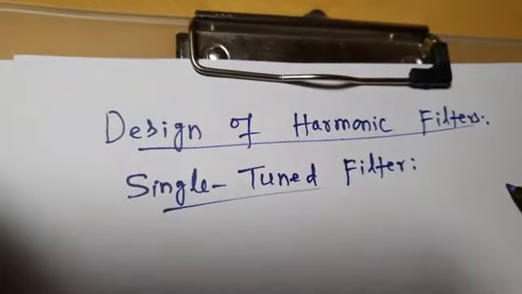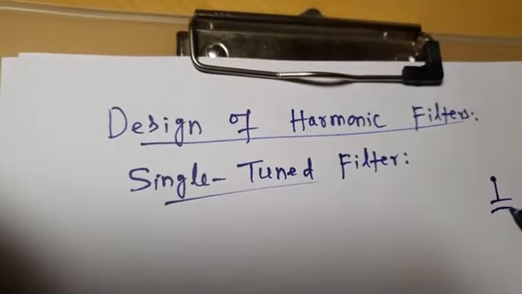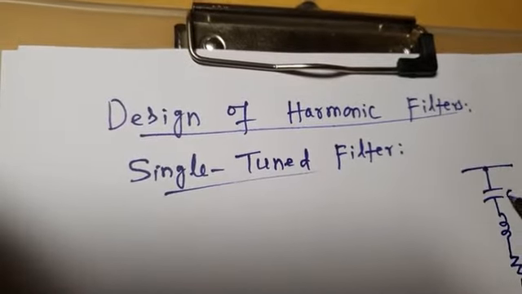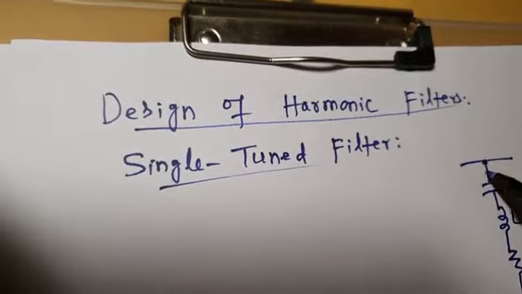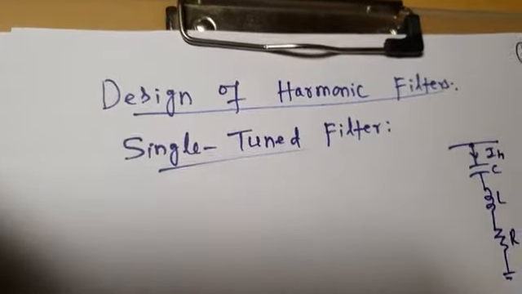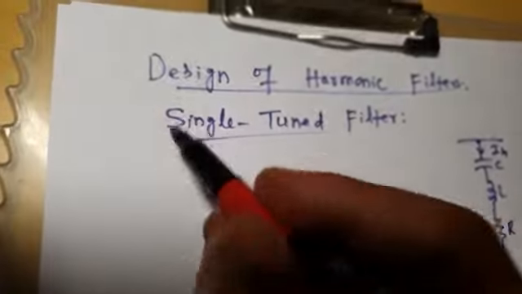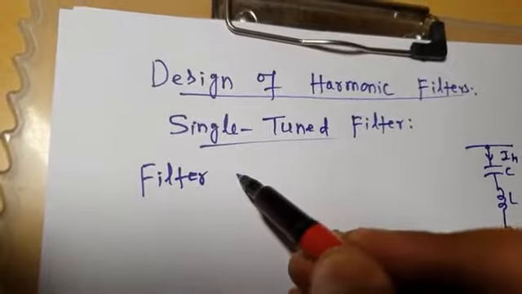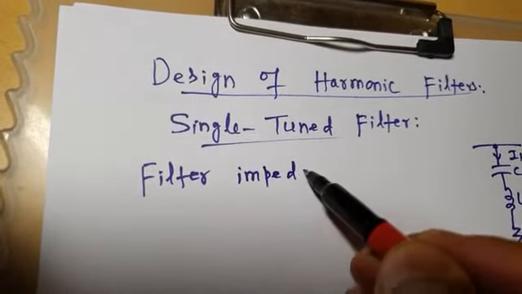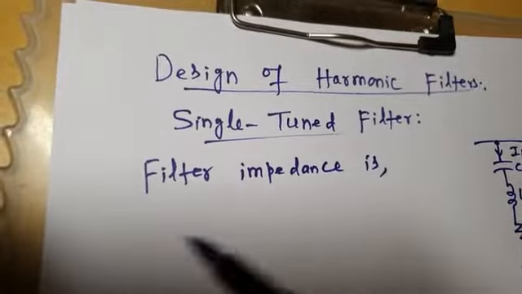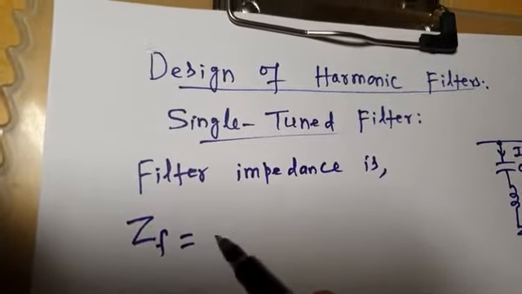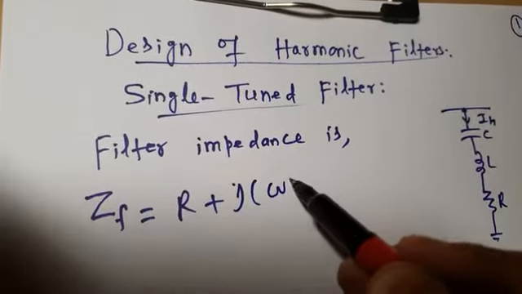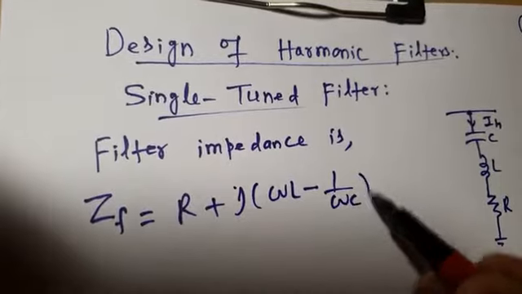Okay, this is our single tune filter: C, L and R. The harmonic current flowing through it is IH. Now I can write that the filter impedance, ZF, is R plus j times (XL minus XC). j times XL is omega L, and XC is 1 by omega C, right?